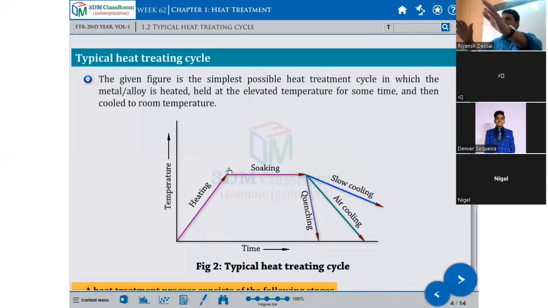All these processes work on this heating, then you have to hold it for some time. For hardening, quenching, quick cooling. For annealing, softening, slow cooling. And for the last process, normalizing, air cooling. Tempering is related to hardening, which means after hardening you have to go for tempering. Is it clear?